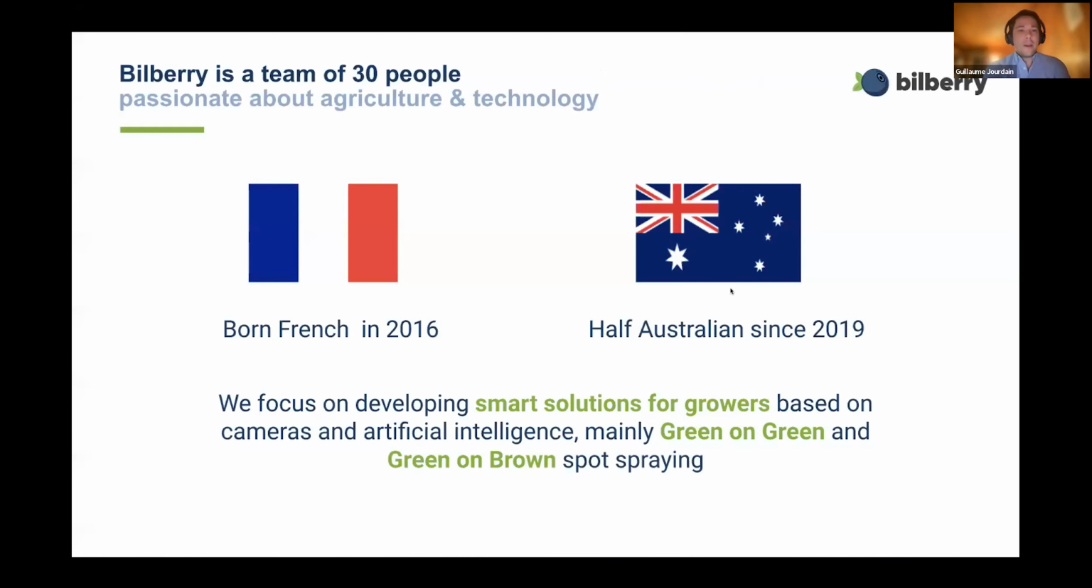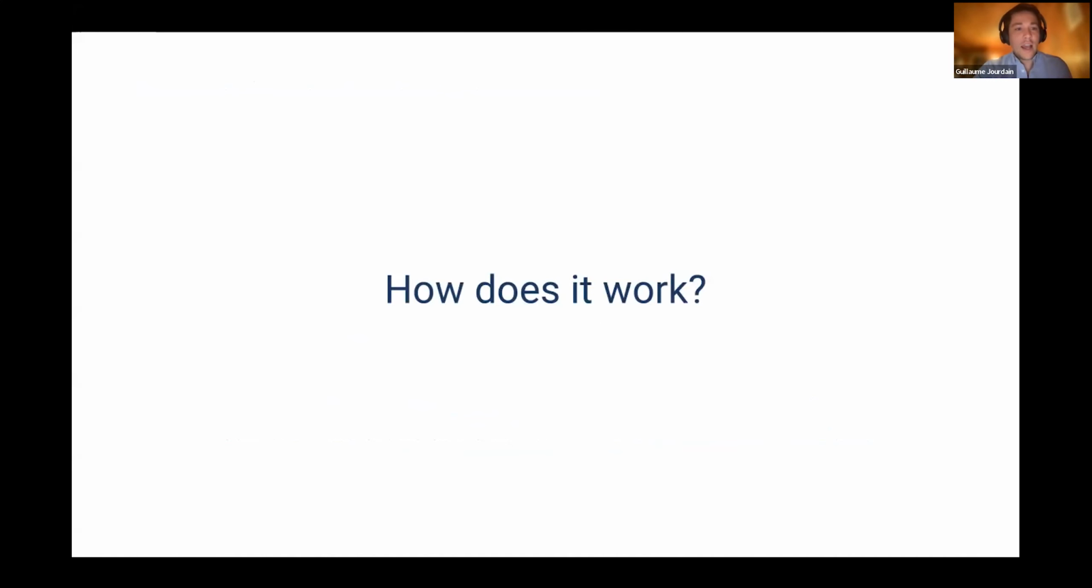So just a bit of background about Bilberry. I co-founded the company in 2016, and I actually moved to Australia in 2019 for a bit more than 2 years. I'm now back in France, but I lived in WA in Perth for a while. We are now a bit more than 30 in the team, 7 people in Australia to focus on the Australian market. Our main goal is to develop smart solutions for our growers. We do everything with technology, cameras, and AI, and we focus on what we call green on green and green on brown spot spraying. So how does it actually work?